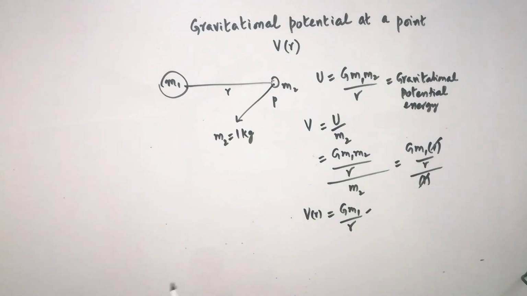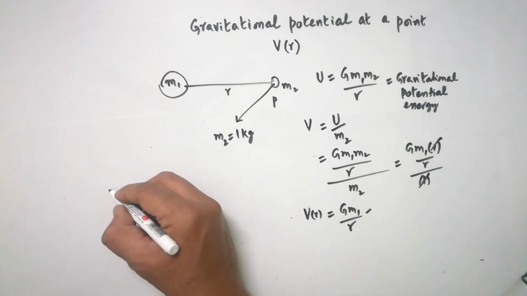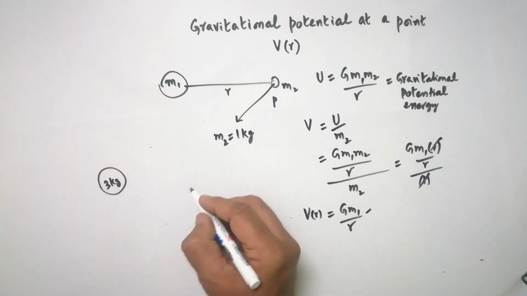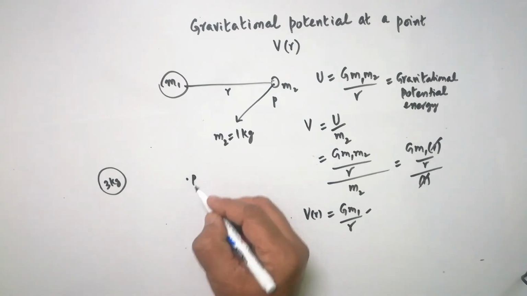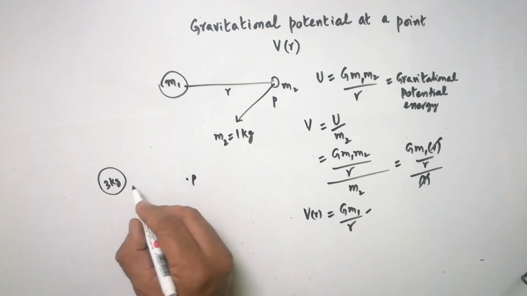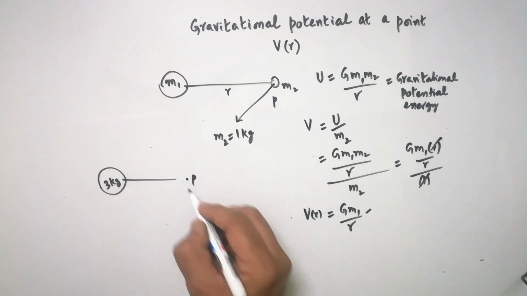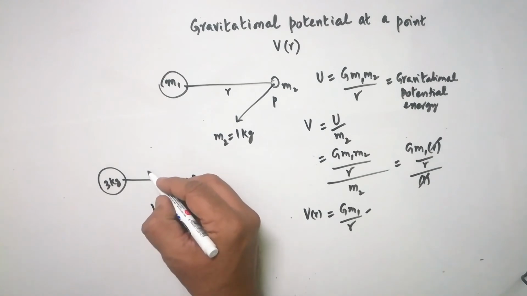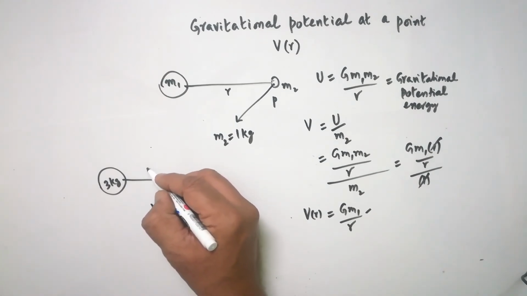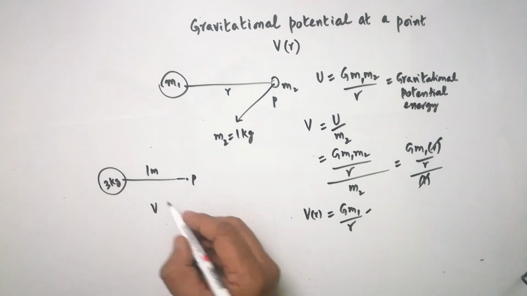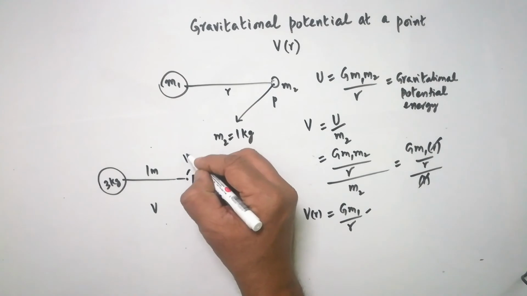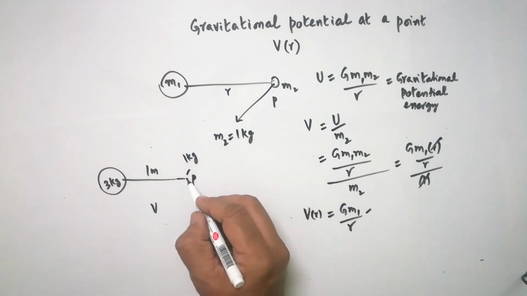Are you clear? So here we will work out a problem. Only then you are able to understand. Let us imagine in space one 3 kg mass is there. Imagine, is it clear? Here point P is there. So at point P, I would like to calculate the value of V. So at a distance, let us imagine here the distance is 1 meter. How to calculate the gravitational potential at a point P? Here we have to place 1 kg. 1 kg mass must be placed.